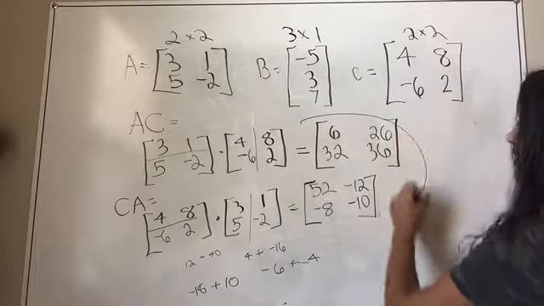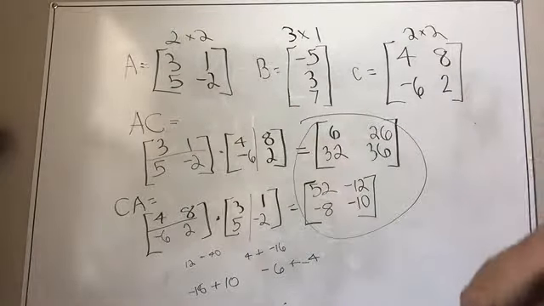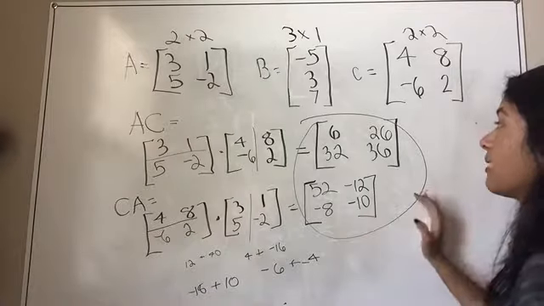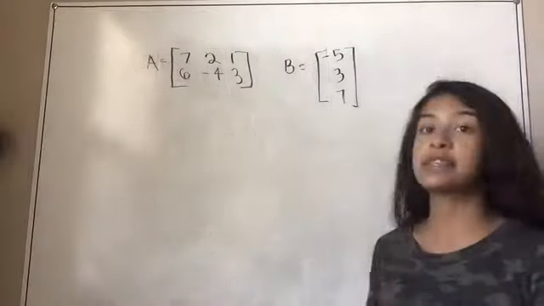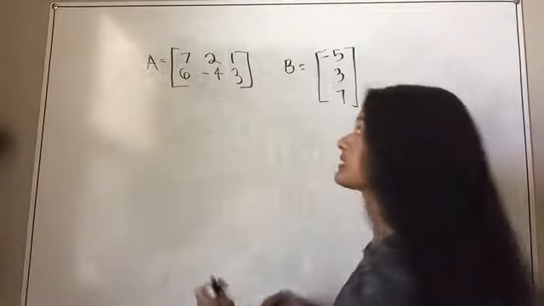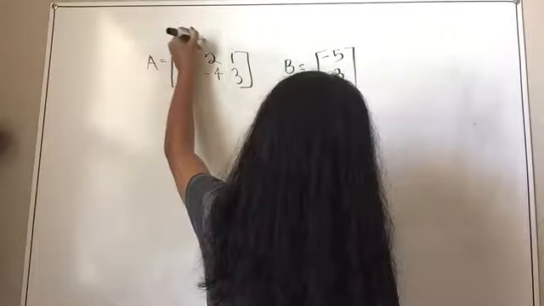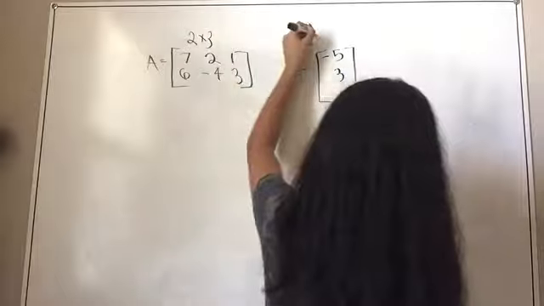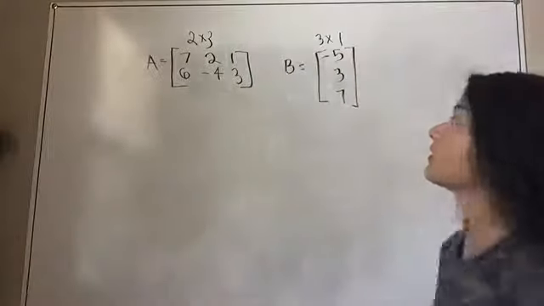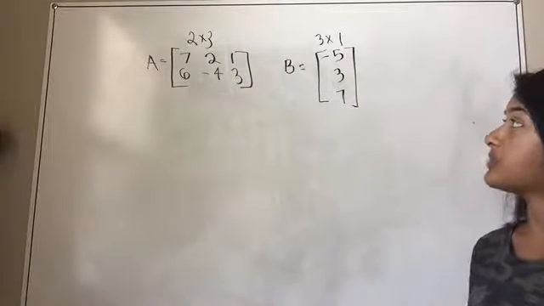Now look at the difference in answers. These are definitely not the same. Therefore, it's very important to remember what you're multiplying. What if instead of giving a 2 by 2 matrix, I gave you a 2 by 3 and a 3 by 1? Now you're thinking, how do I multiply this?